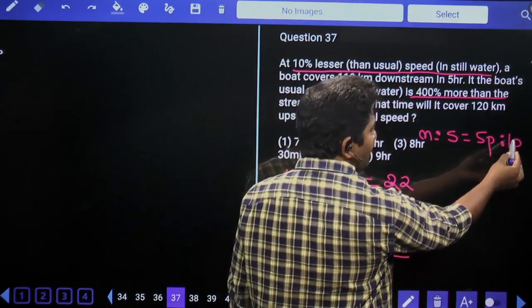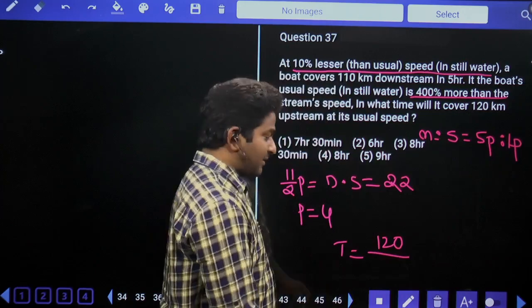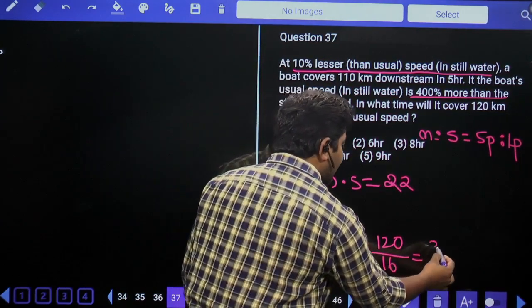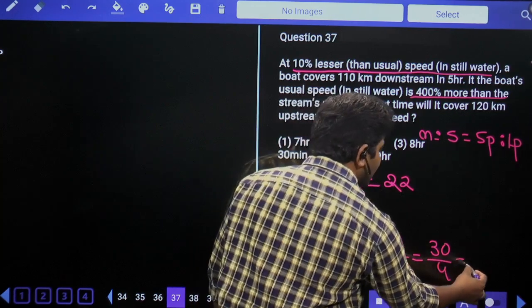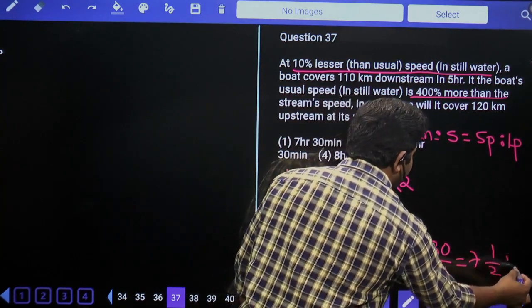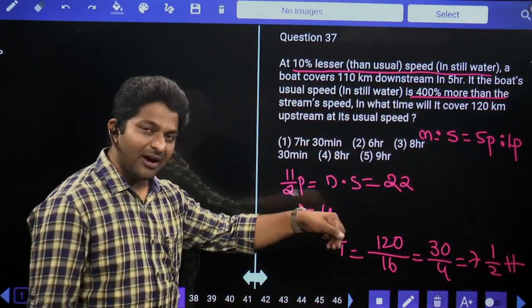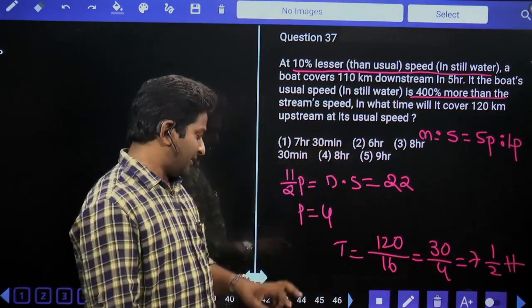Upstream speed is equal to m minus s, that is equal to 4 parts. 1 part is 4, 4 parts is equal to 16. 30 divided by 4 is equal to 7.5 hours. 7 hours 30 minutes, first option is our answer. 7.5 hours, half an hour is equal to 30 minutes.